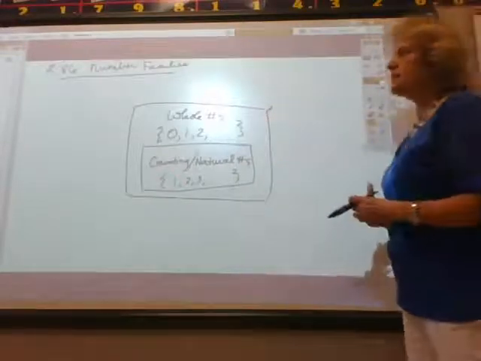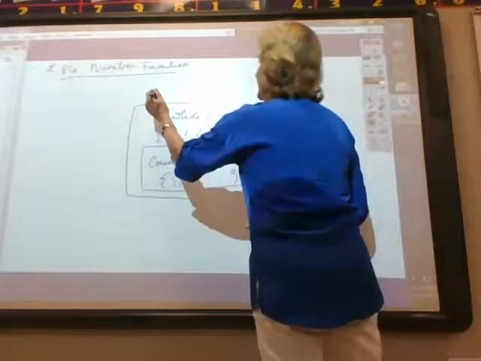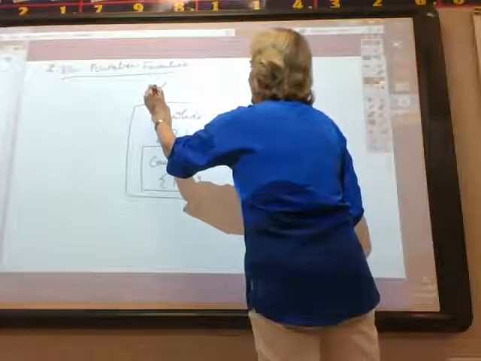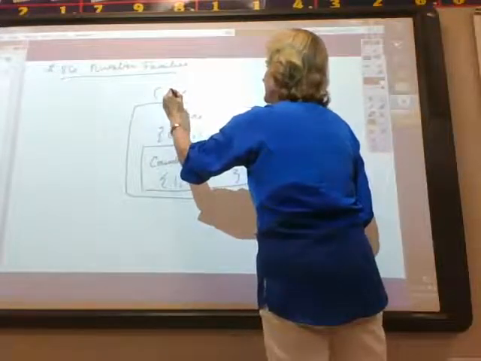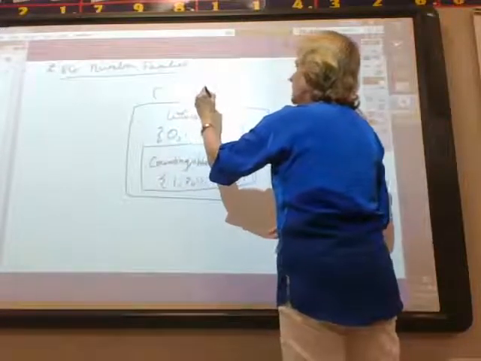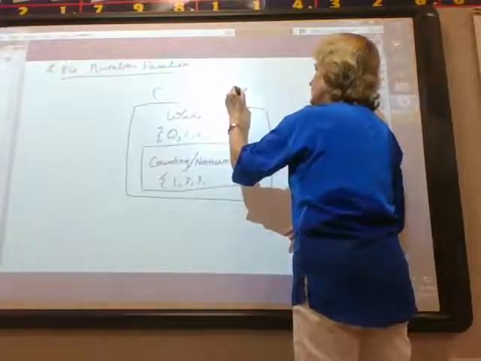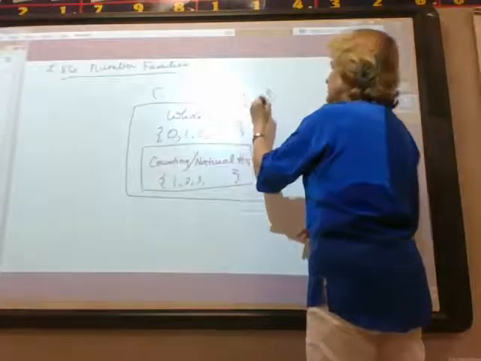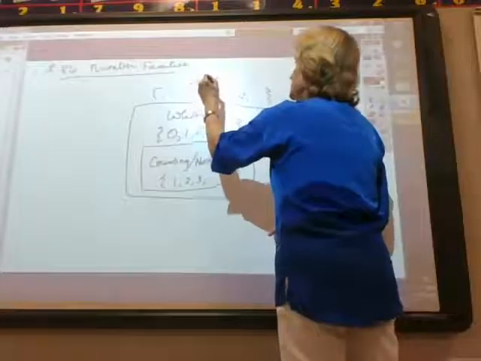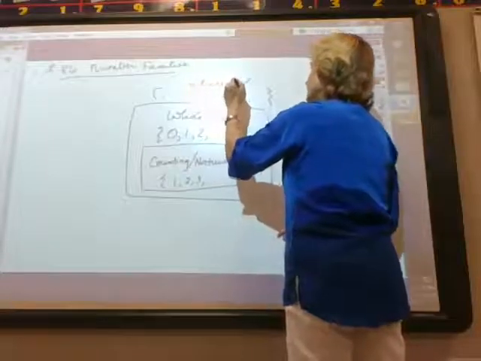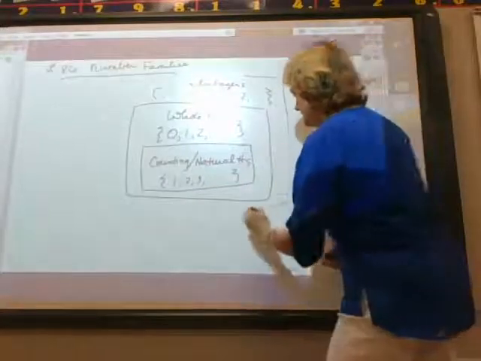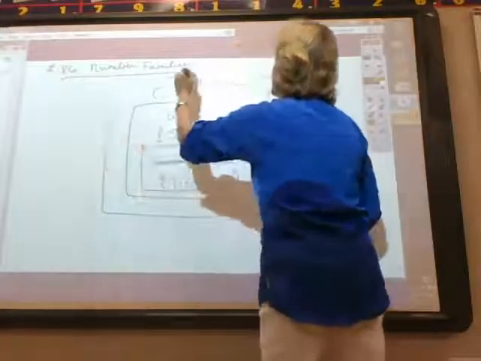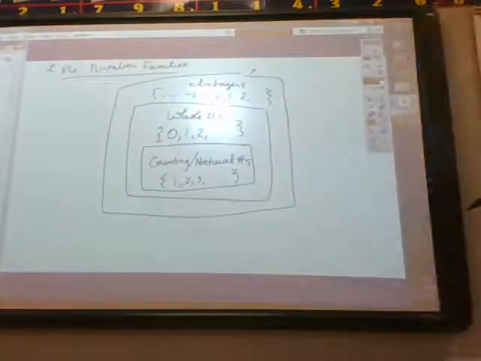Then when we start adding the negatives, right, then we have, and we're going to do a dot, dot, dot because the negatives go on forever in one direction, in both directions. So these are the integers, right? And so that's even more involved. I'm going to run out of room.